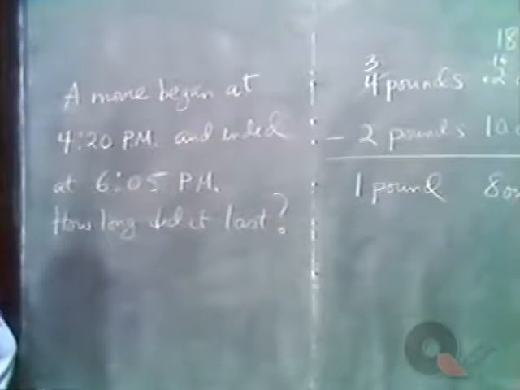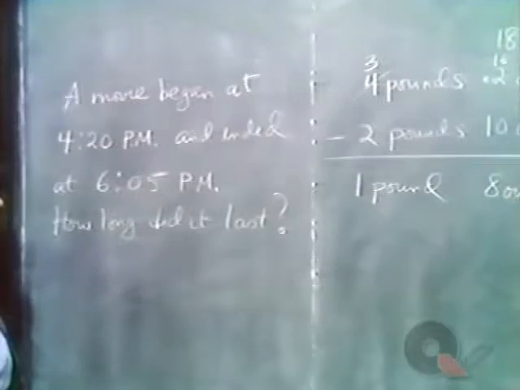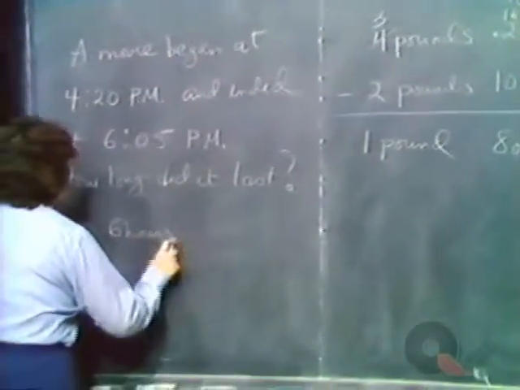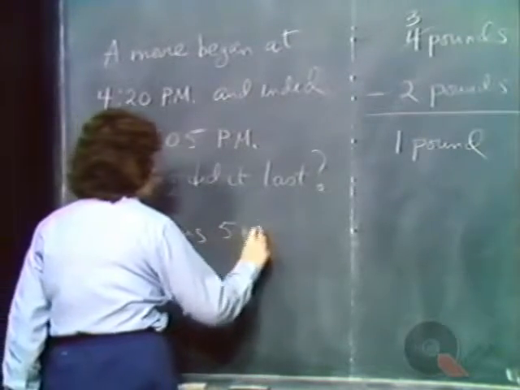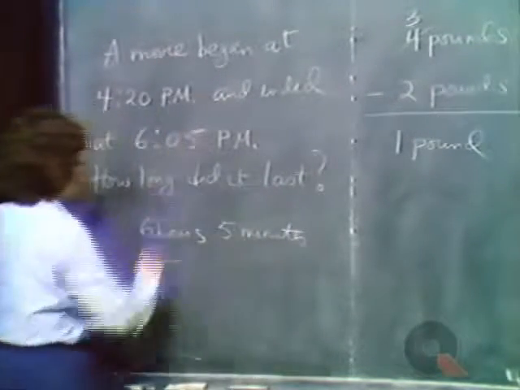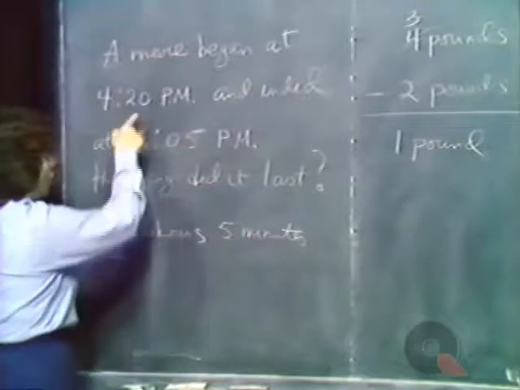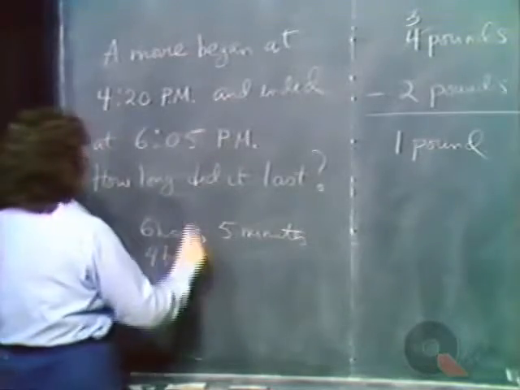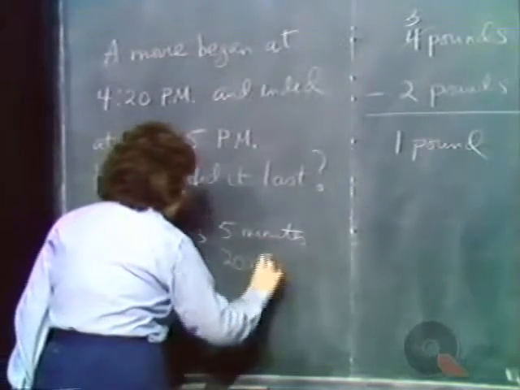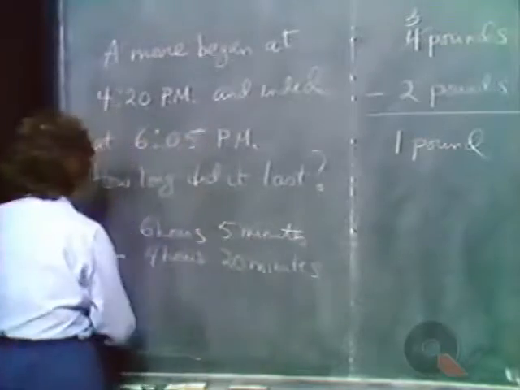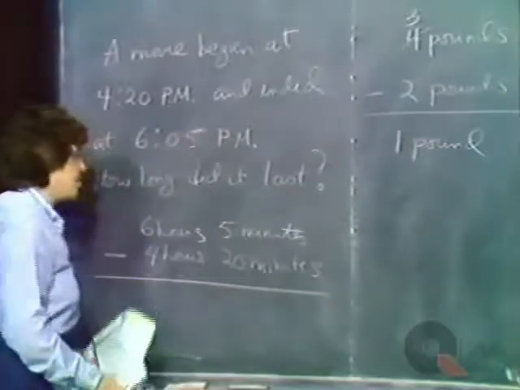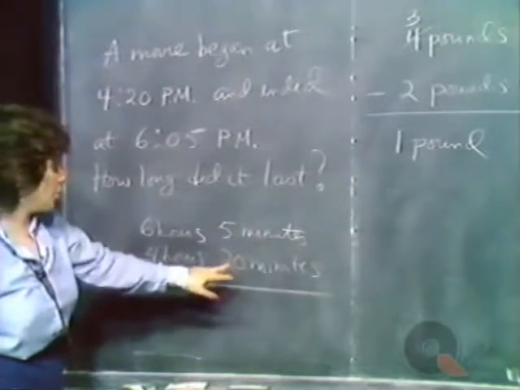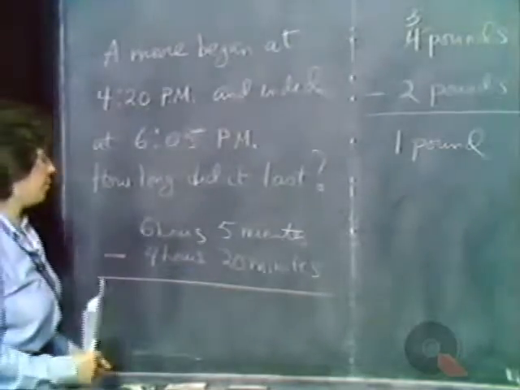Began at 4:20 p.m. and ended at 6:05 p.m. Okay, so what we really want to do is from 6 hours, 5 minutes, which is the 6:05 when it ended, we want to subtract the time it started, 4 hours, 20 minutes, and the difference will be the length of the movie. 6:05, I wrote as 6 hours, 5 minutes. That's when it ended. It started at 4:20, 4 hours, 20 minutes. We will subtract to find the length of the movie.